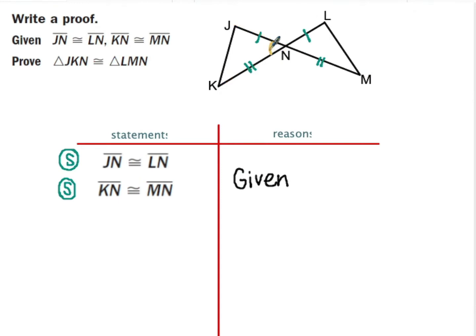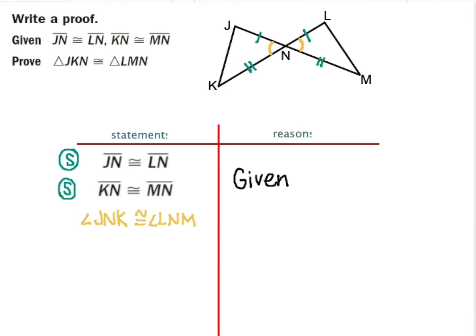Any way that we could say that angle N for this triangle and angle N for this triangle are congruent to each other? Now we can't call them both angle N because technically they're different angles, right? So maybe I'll call the one on the left angle JNK and the one on the right angle LNM. Now since they're not the same angle, it's not reflexive because it's not angle N congruent to angle N. They're actually different angles. Can you tell me what type of angles they are?